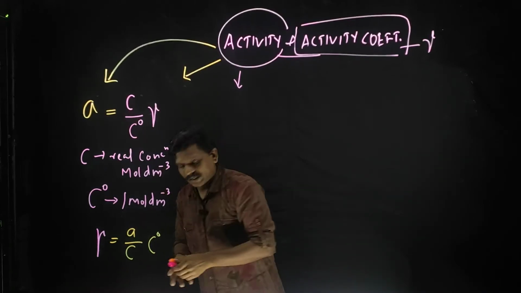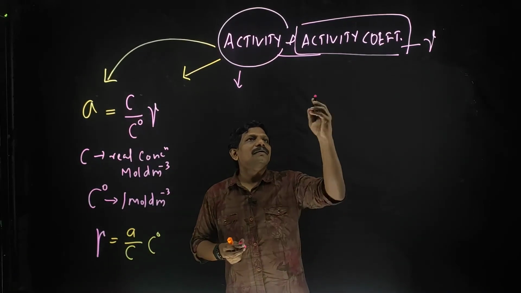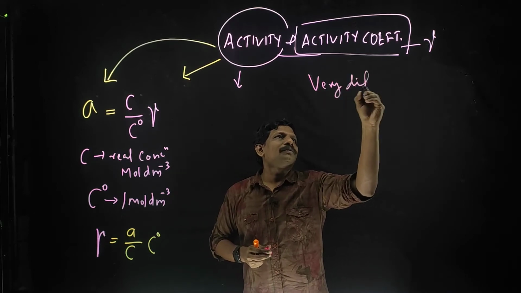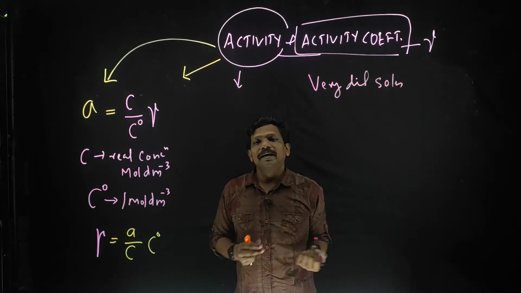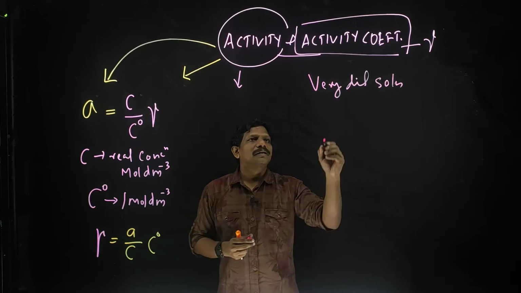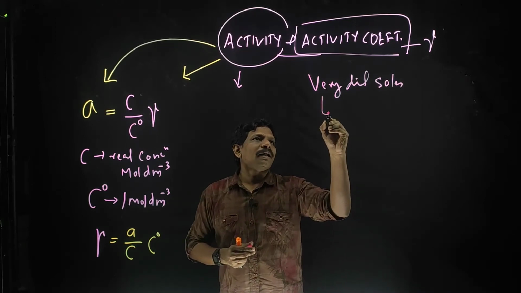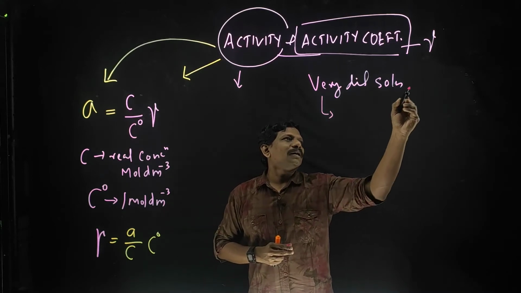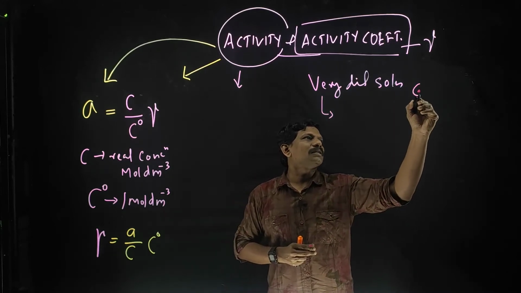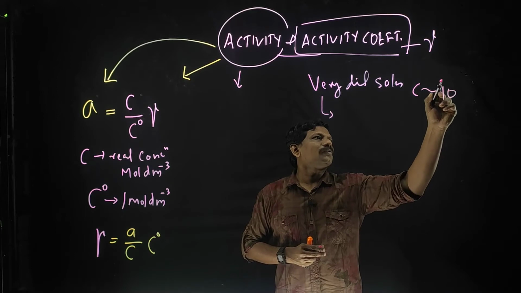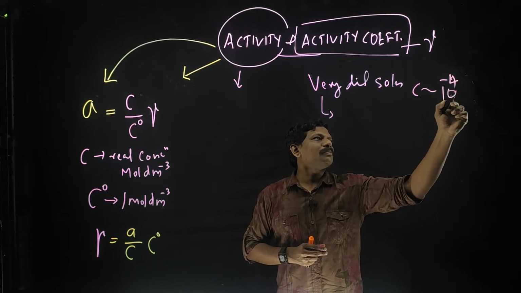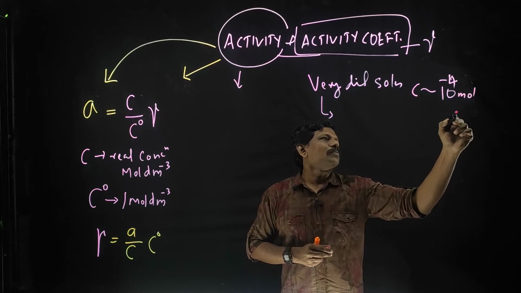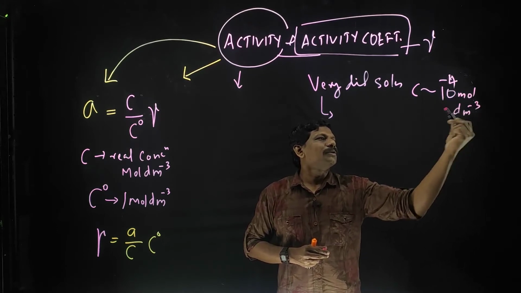That is why I told you that if you are taking a very dilute solution, what will happen? In the case of a very dilute solution, that means the concentration is in the range of 10 raised to minus 4 mole dm raised to minus 3.